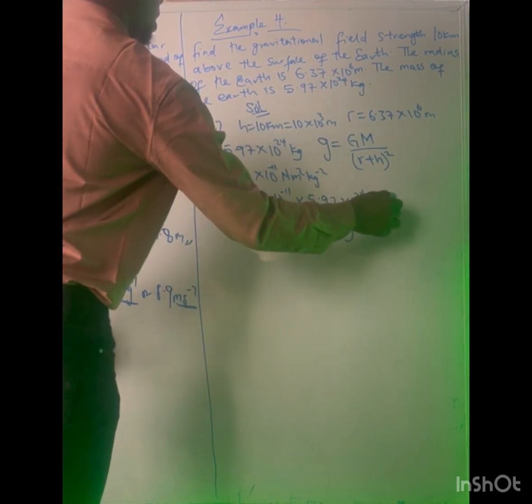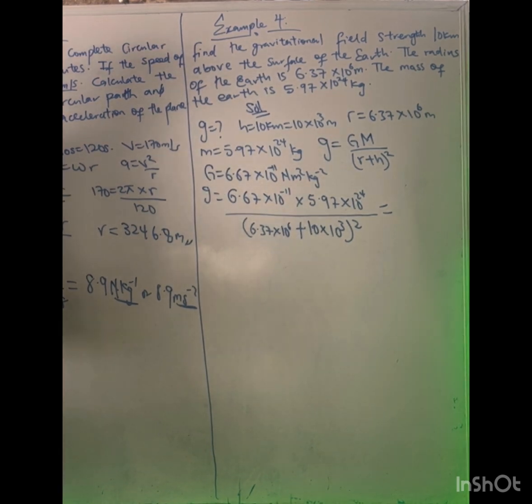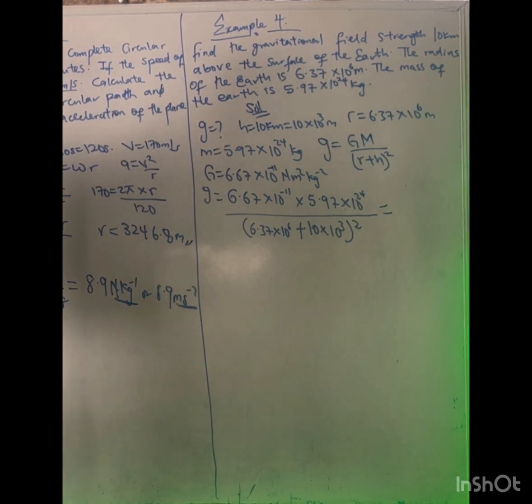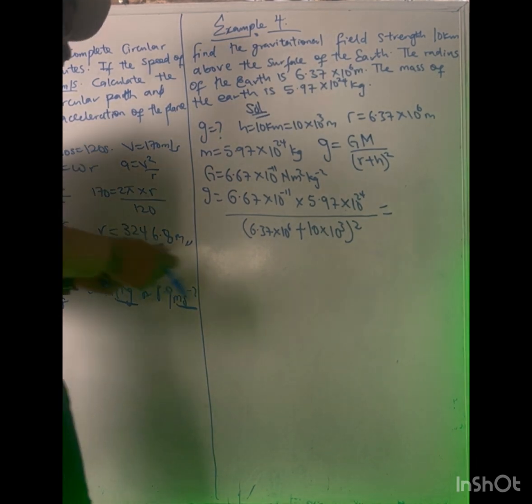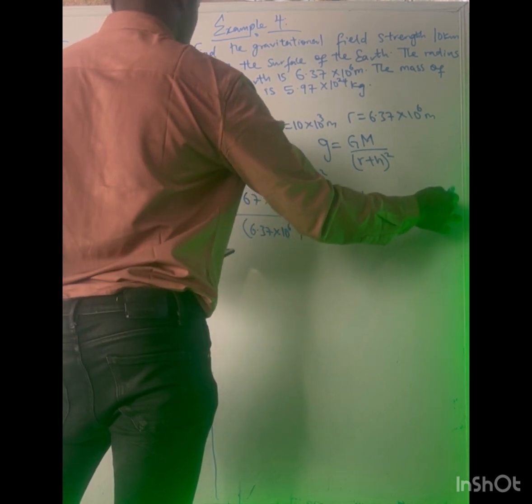So press this on your calculator. That is 6.67 times 10 raised to the power minus 11 multiplied by 5.97 times 10 raised to the power 24 over 6.37 times 10 raised to the power 6 plus 10 times 10 raised to the power 3, all squared. So the answer equals 9.8 meters per second squared.